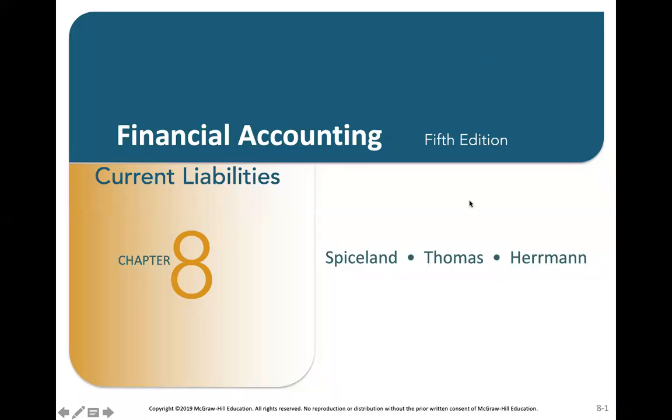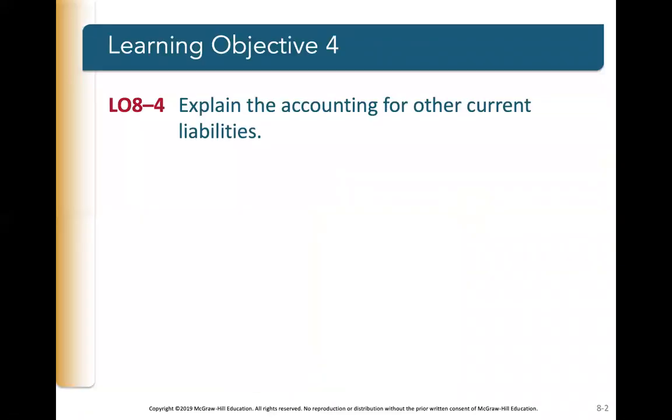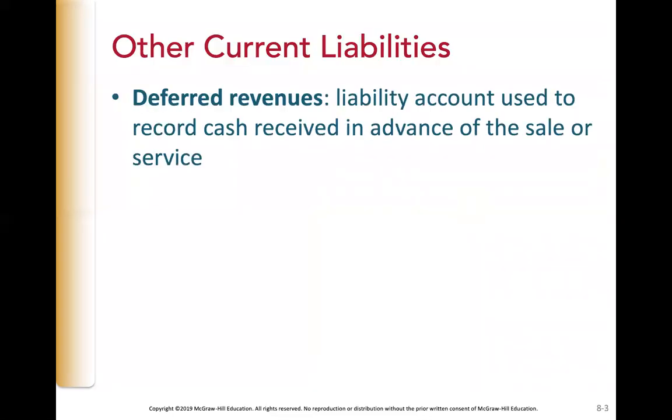Chapter 8, Current Liabilities. LO84, Explain accounting for other current liabilities. Additional other current liabilities companies might report include deferred revenues, sales tax payable, and the current portion of long-term debt. We're going to explore each of these in more detail now.